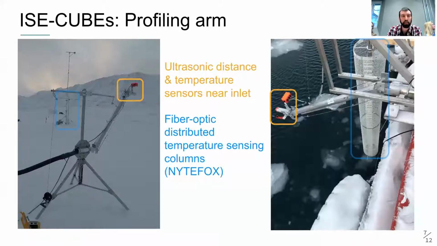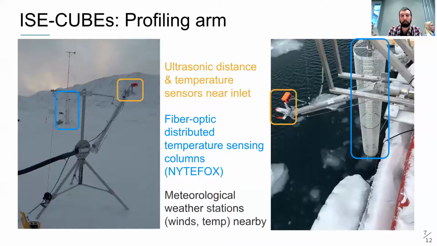We also collaborated and deployed next to the Nightfox campaign from the University of Bayreuth and the Alfred Wegener Institute in Potsdam, and that is high resolution temperature sensing columns. I would have liked to talk more today, but I actually can't. So if you want to, we can discuss that afterwards. And then, of course, at both locations, we deployed next to ambient meteorological weather stations to give an indication of the winds and temperature we had going on.